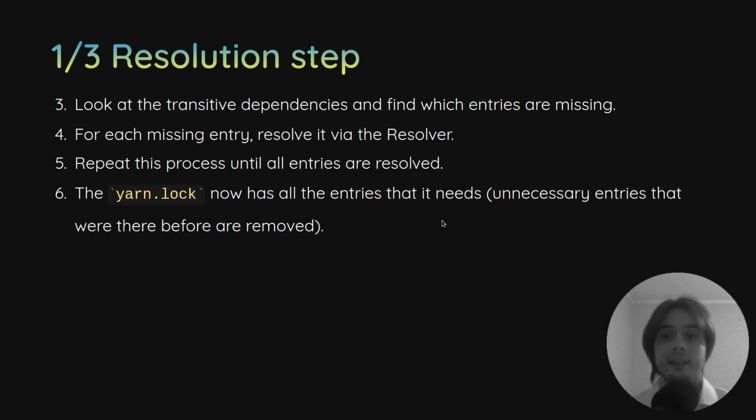Once this is done, the yarn.lock has all the entries that it needs, and unnecessary entries that might have been there before are removed. And with that, the resolution step is complete. So let's actually see how the performance of the resolution step is affected. When is the resolution step the fastest and when is it the slowest?